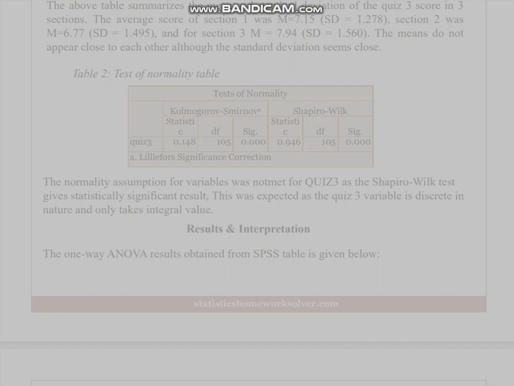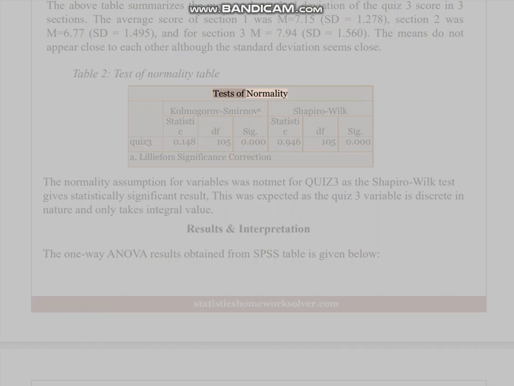The above table summarizes the mean and standard deviation of the Quiz 3 score in 3 sections. The average score of Section 1 was M equals 7.15, SD equals 1.278, Section 2 was M equals 6.77, SD equals 1.495, and for Section 3 M equals 7.94, SD equals 1.560. The means do not appear close to each other, although the standard deviations seem close.